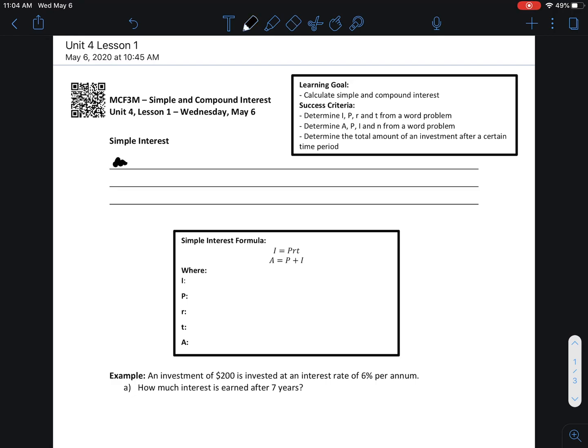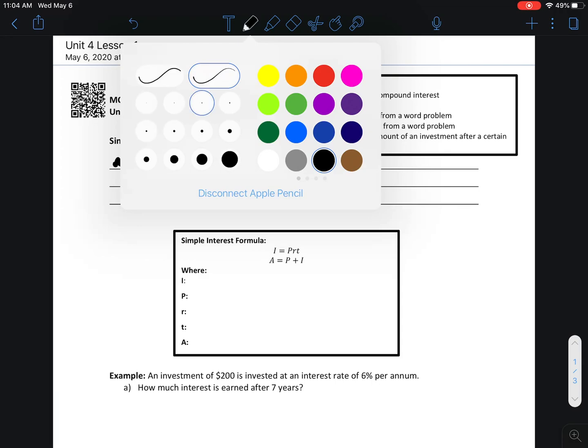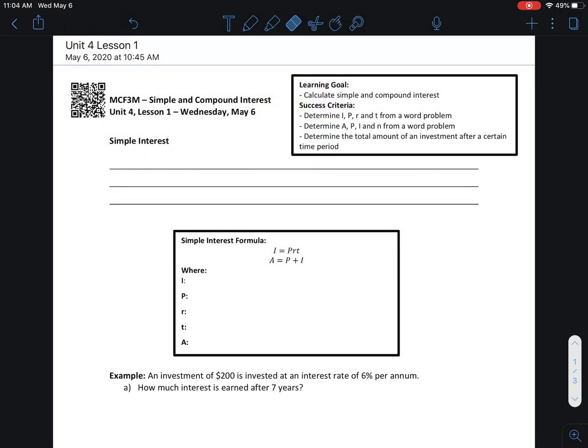depending on a few different things. So let's take a look at simple interest. Simple interest just simply means that only the money originally invested earns money.